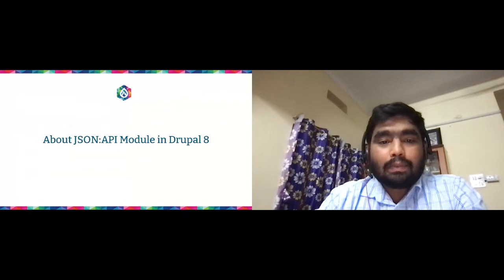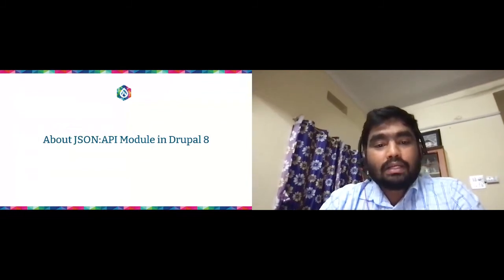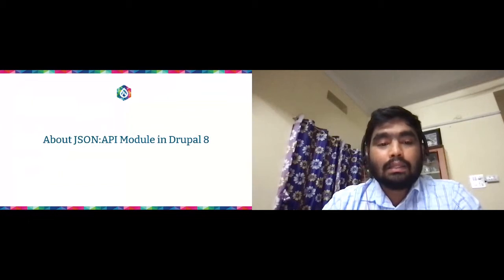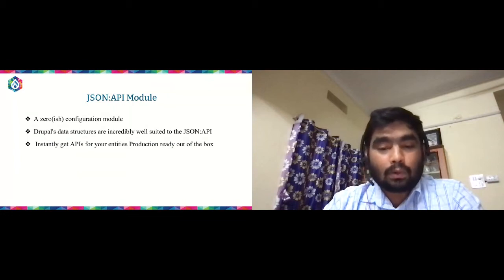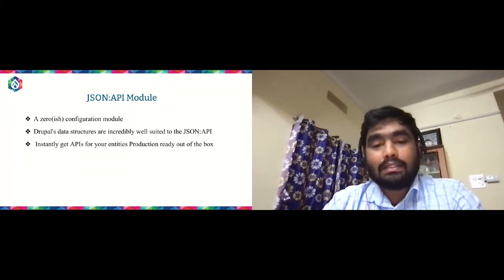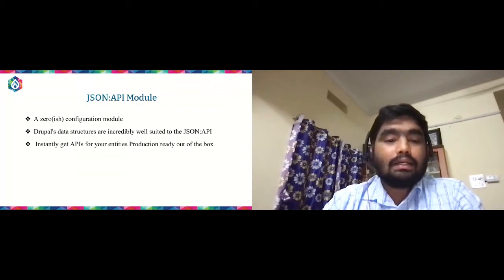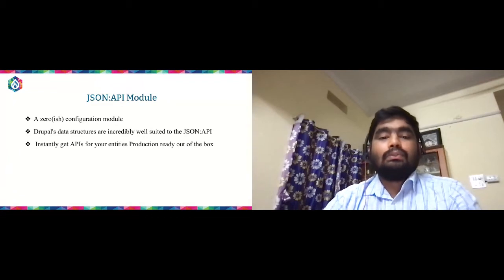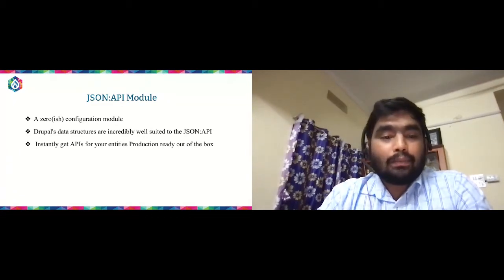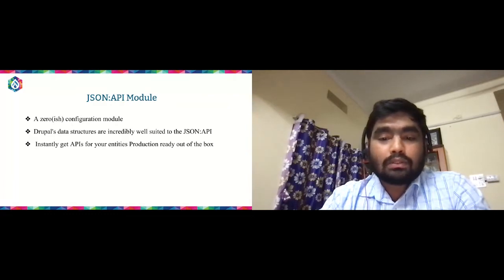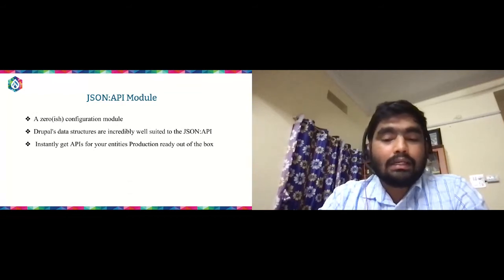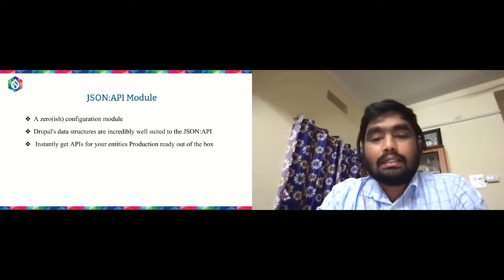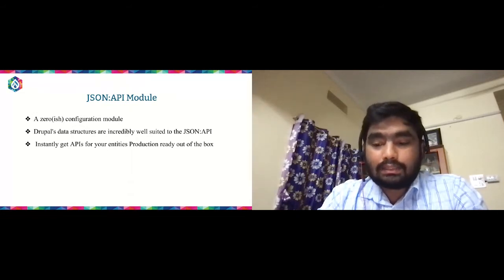Next, about the JSON API module. The JSON API module is a zero-configuration module. That means whenever you enable the module, it starts working instantly. It will create APIs for your entities, whether content types like article or page or any custom content types, and those APIs instantly work with the proper endpoints. It is also production ready out of the box. That means the API endpoints you generate will work in any environment, and we need no additional configuration for that.